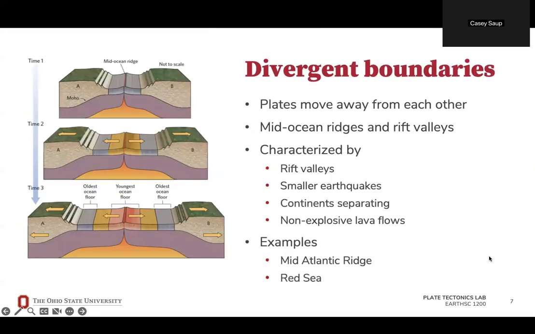A divergent boundary is where two plates are moving away from each other. In these situations, you can see mid-ocean ridges if you're looking at a divergent boundary in oceanic crust, or potentially a rift valley if you're looking at a divergent boundary in continental crust. Divergent boundaries are characterized by rift valleys, smaller earthquakes, continents separating, and non-explosive lava flows. An example of a divergent boundary in the oceanic crust would be the Mid-Atlantic Ridge. An example of a divergent boundary in continental crust would be the East African Rift or the Red Sea.